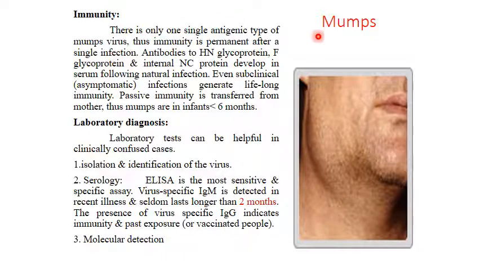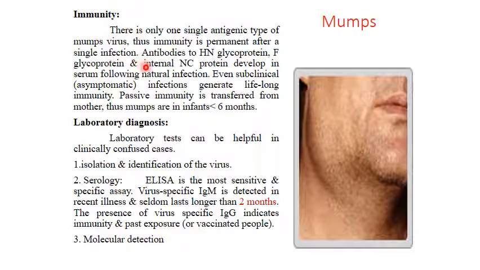Immunity. There is only one single antigenic type of mumps virus, thus immunity is permanent after a single infection. Antibodies to hemagglutinin-neuraminidase glycoprotein, F glycoprotein, and internal nucleocapsid protein develop in serum following natural infection. Even subclinical or asymptomatic infection generates lifelong immunity. Passive immunity is transferred from the mother, thus mumps usually develops in infants more than 6 months of age.